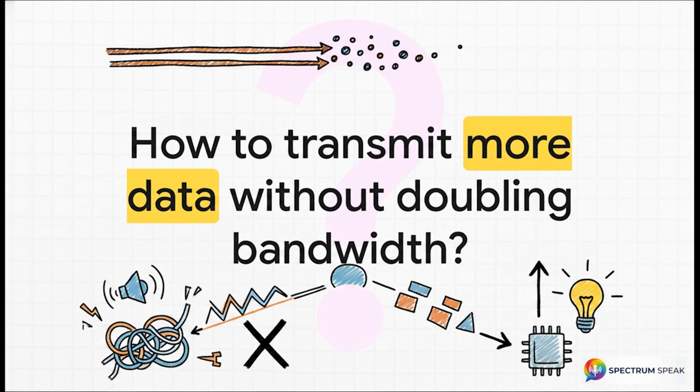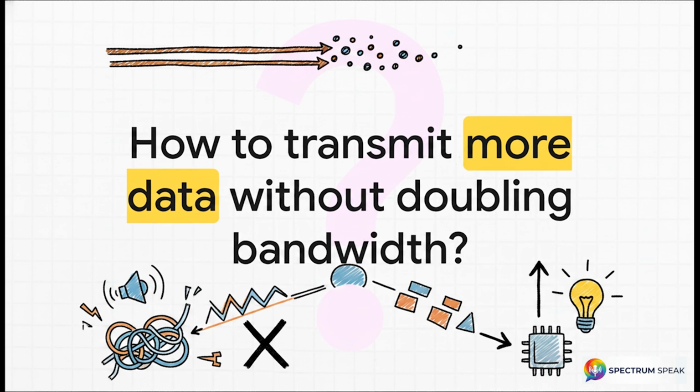So, here's the ultimate engineering pain point. We constantly want to push more data faster across our copper wires, right? But physical cables have strict bandwidth limits. High-frequency signals degrade, they cause electromagnetic interference, and honestly, they're just incredibly difficult to manage. So the million-dollar question is, how on earth do we transmit more data without just stubbornly doubling our signal bandwidth?